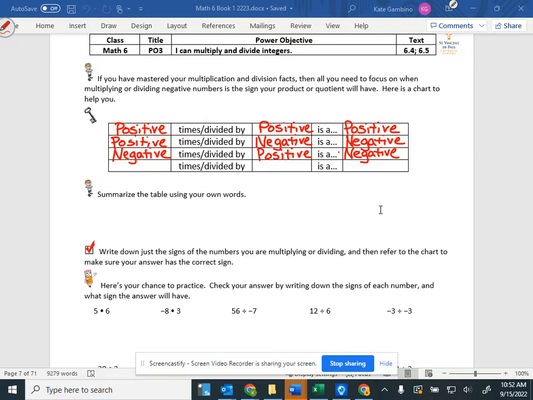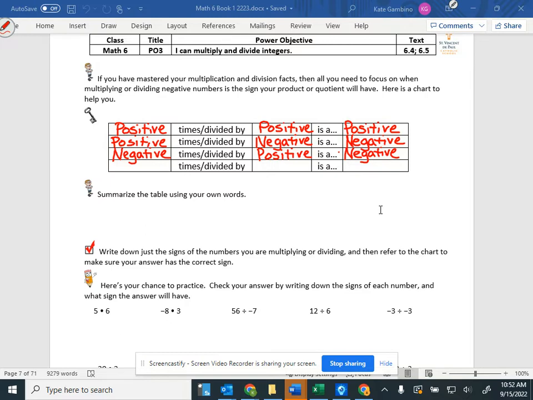When one of our integers is positive and one is negative, it doesn't matter the order. If one is positive and one is negative, the answer will be negative. So it could be negative times a positive, it could be positive times a negative. If they are unlike, if they are not the same, your answer will be negative.